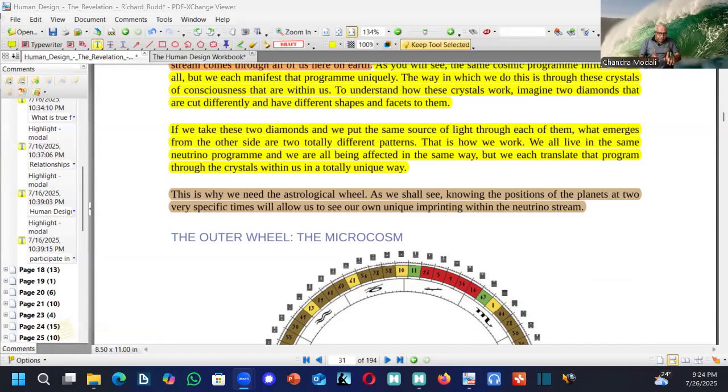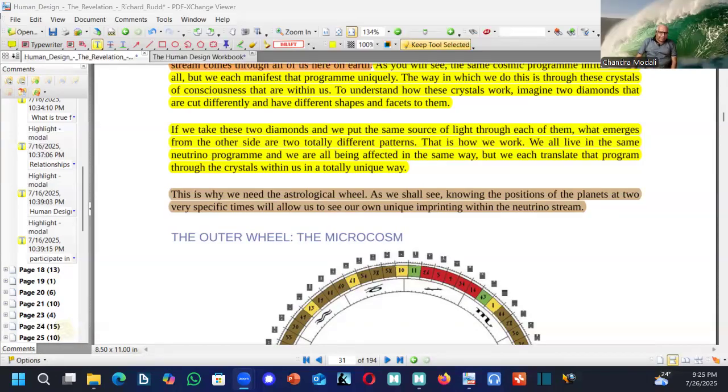Because there are two sides of this. There is the personality side, there is also the design side. Yeah, that's what he called yin and yang. In between the two is you. Yeah. This is why we need the astrological wheel.